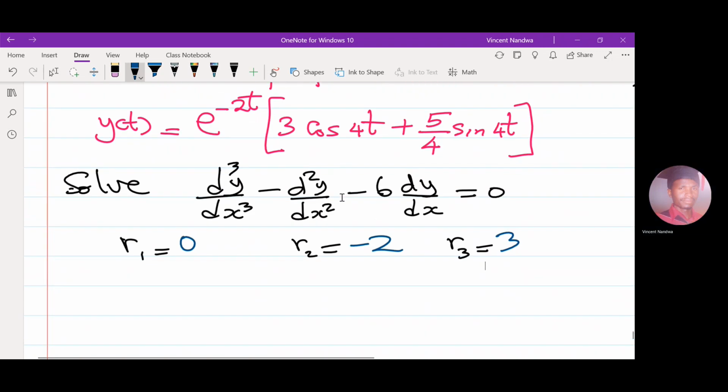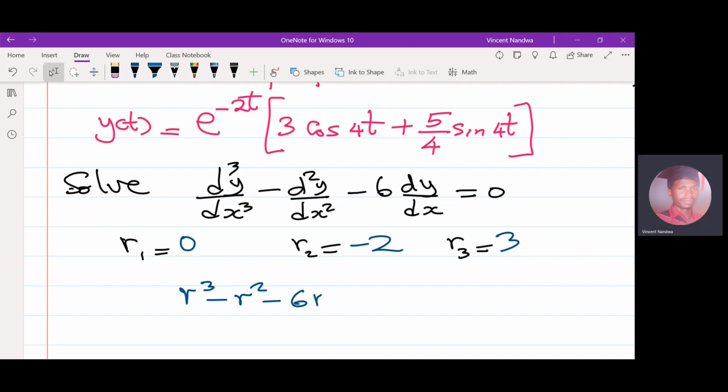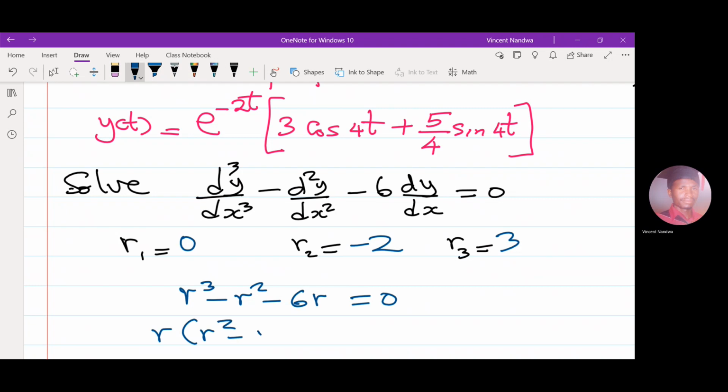Because you see what you're doing from this equation, it is not hard to see that this is the characteristic equation. Then you can factor out R. So R is 0, so this was giving us 0. When you solve this quadratic, is it -2, -3, or -2, 3? Just confirm.